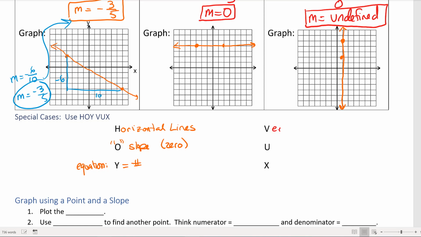V stands for vertical lines, have an undefined slope, and their equations look like x equals some number, like x equals 3. Okay, so HOI VUX will help you remember that. So if you ever have a zero slope, you know that's a HOI, or horizontal line. If you ever have an undefined slope, you know that's a VUX or a vertical line.